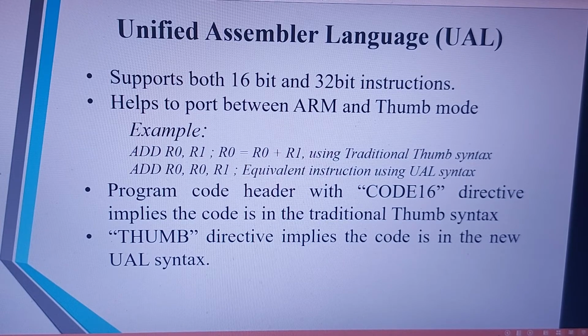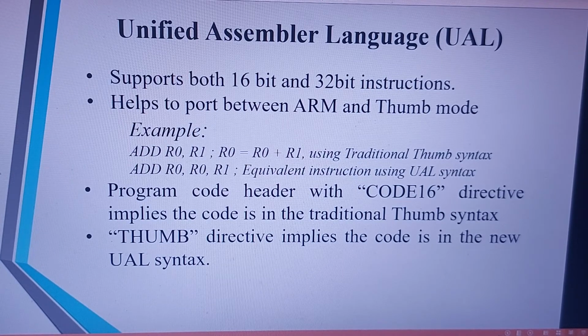But the difference between the two instructions is, in the first instruction, the destination register is not explicitly mentioned. It is implicitly taken by the assembler. Whereas in the second example, we can see that the destination register is explicitly mentioned as R0, and the sources R0 and R1 are also explicitly mentioned. So that is the UAL syntax.